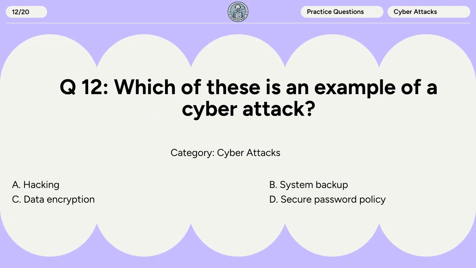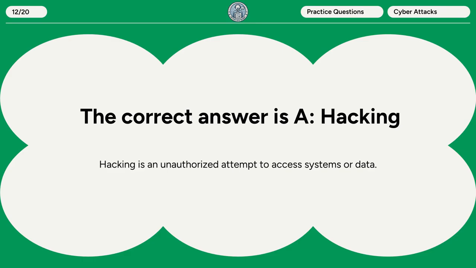Question 12. Which of these is an example of a cyber attack? A. Hacking. B. System backup. C. Data encryption. D. Secure password policy. The correct answer is A. Hacking. Hacking is an unauthorized attempt to access systems or data.